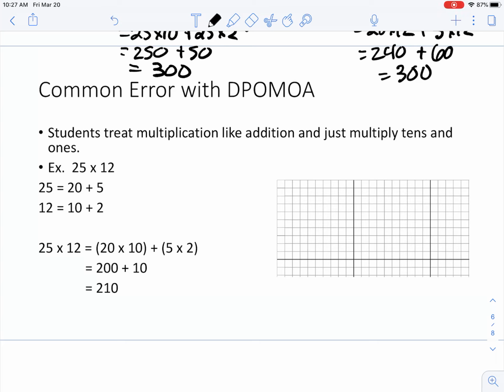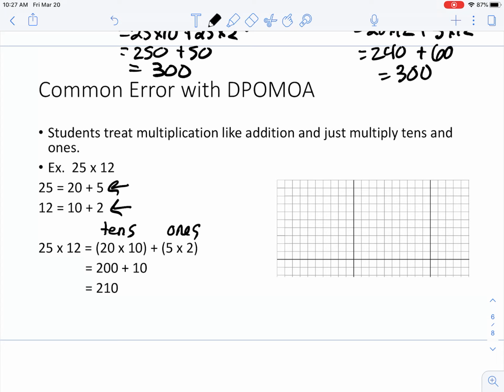The danger with this method is that people apply addition concepts to multiplication, and it's a little bit more involved than that. So a student might say, 25 times 12, I'm going to write those numbers in expanded form by place value. 25 is 20 plus 5. 12 is 10 plus 2, and then I'm going to multiply the 10s and multiply the 1s and add them together. This feels reasonable after doing addition.